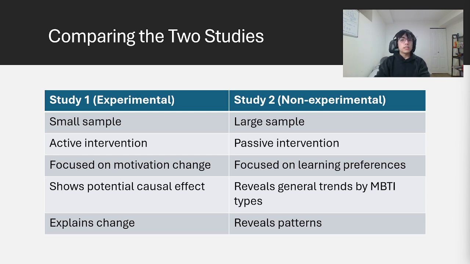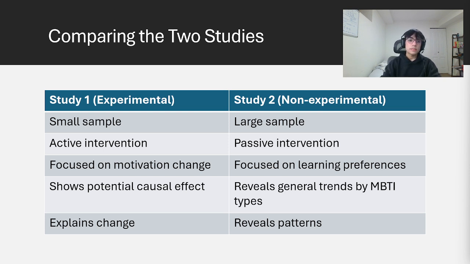What's interesting is how these two approaches complement each other. The experimental study helped us understand what might happen when we apply MBTI in real learning environments. The non-experimental study helped us understand why students might respond differently in the first place. One asks, does this work? While the other study asks, what are the patterns we see? Together, they give a fuller picture of the relationship between MBTI and learning.